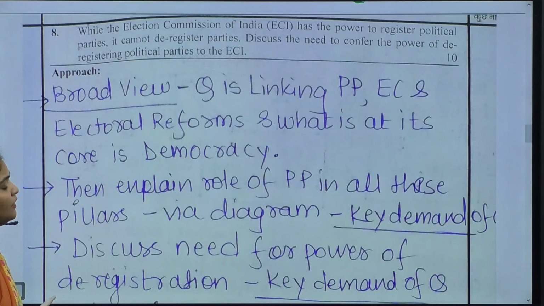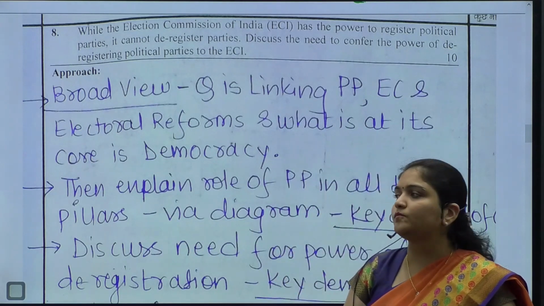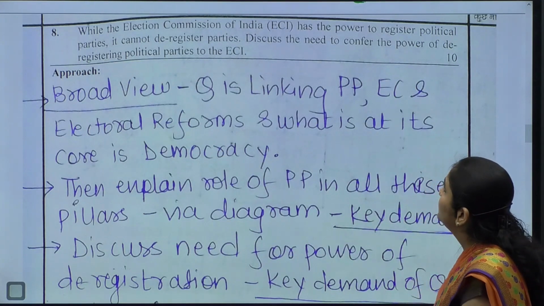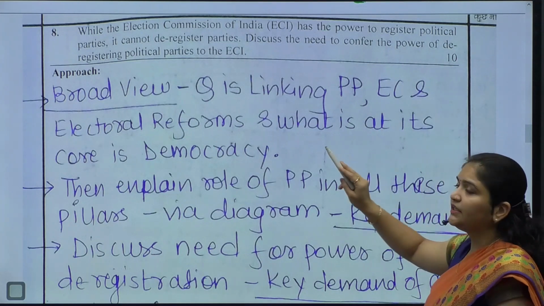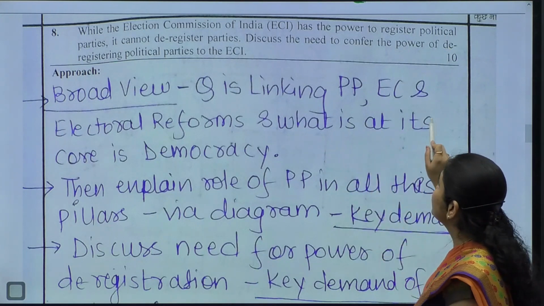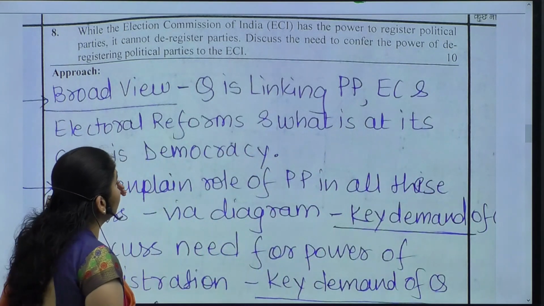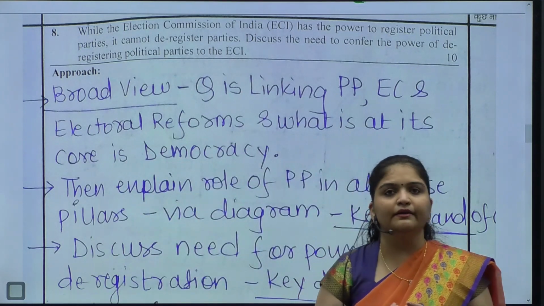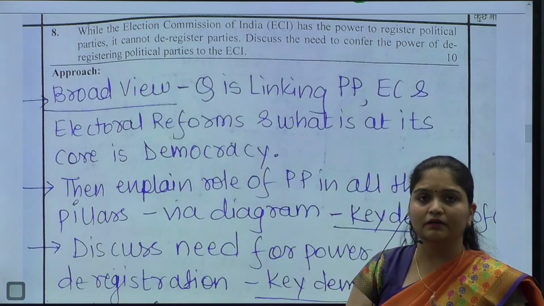Now let's see, in this question I'll show to you how innovative diagrams can be drawn, okay. Now, with the question reading: while the Election Commission of India has the power to register political parties, it cannot deregister parties, okay. Discuss the need to confer this power, right, of deregistering political parties to the ECI. Now see, you need to understand how Indian democracy is operating to answer this question, okay.